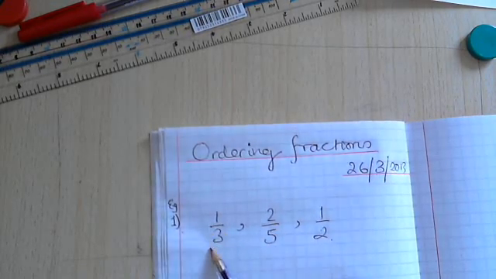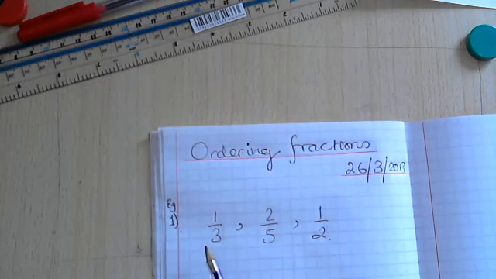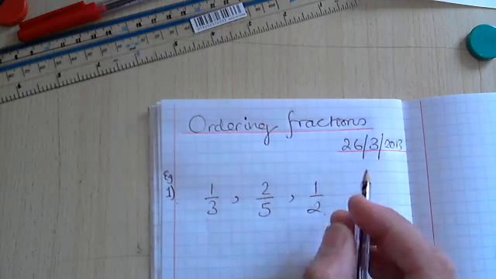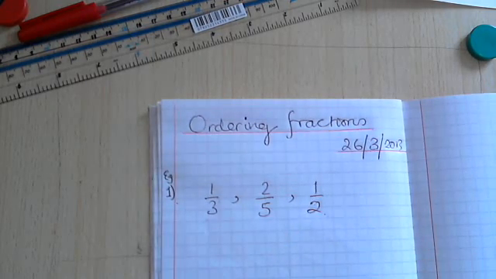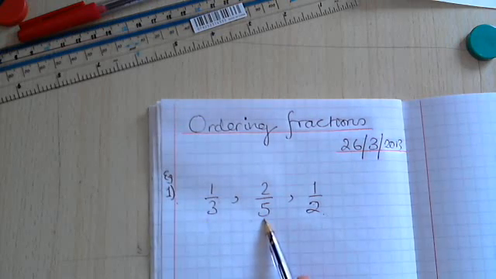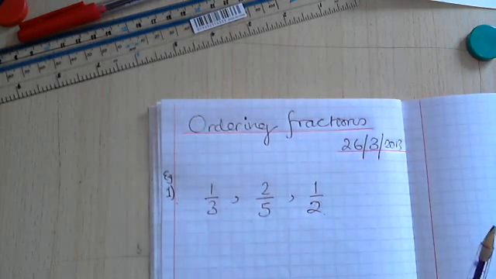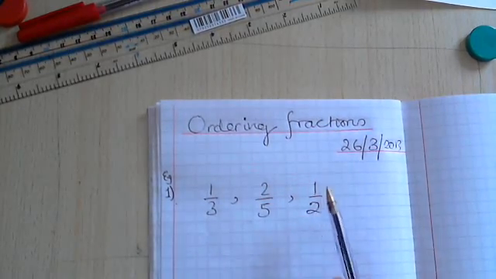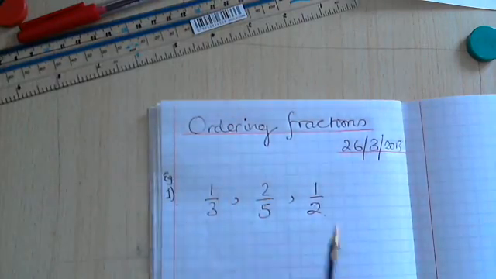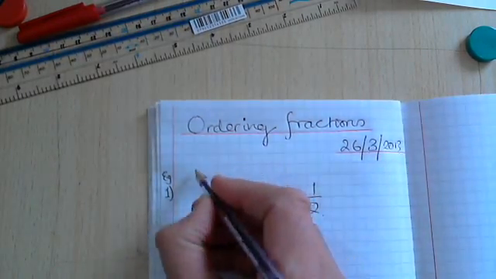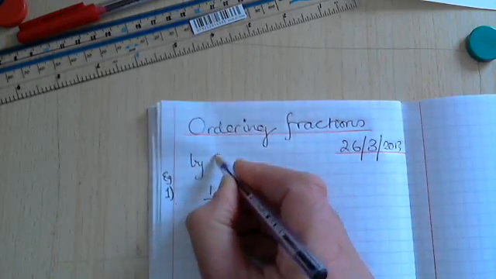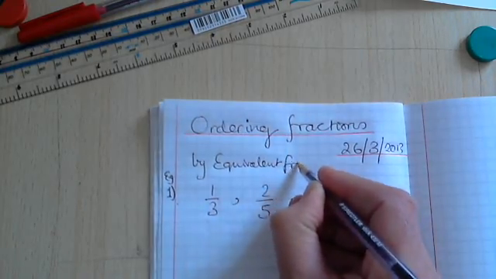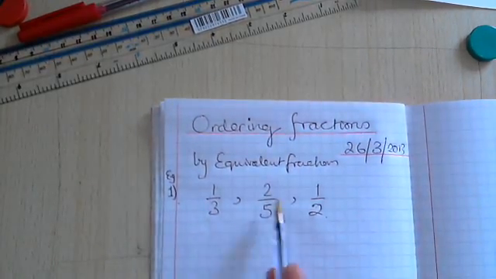Now because we have a third and a fifth and a half, they're all 3 different size fractions, so it's not as easy to order these as order normal numbers, because unless you know how big a third is compared to a fifth, how big 1/3 is compared to 2/5, you won't be able to tell which one's small, which one's big. So we need a method, a technique for ordering these fractions. So that method that we use is called the equivalent fractions technique. So we're going to order fractions by equivalent fractions. So that's the technique we're going to use.